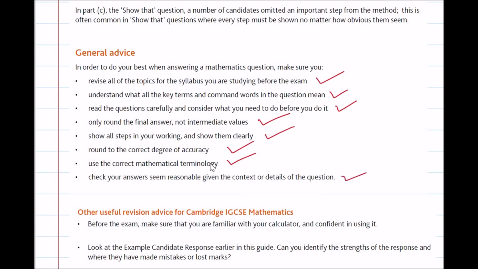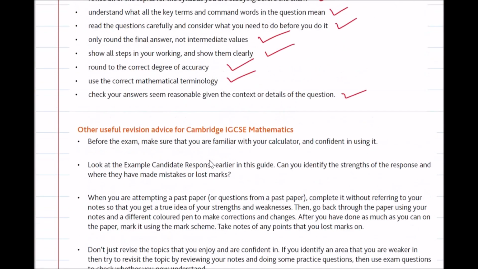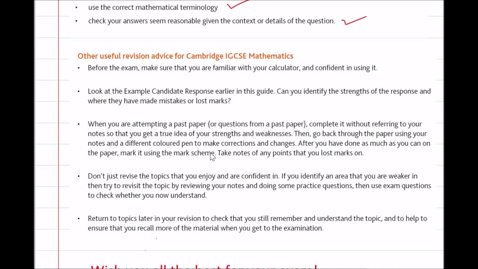Okay. Now, what are the other useful advice for Cambridge IGCSE Mathematics? Before the exam, make sure that you are familiar with your calculator and confident in using it. Sometimes because of calculator use, students get incorrect answers and they lose marks. So make sure you are familiar with the calculator and confident in using it. Okay.